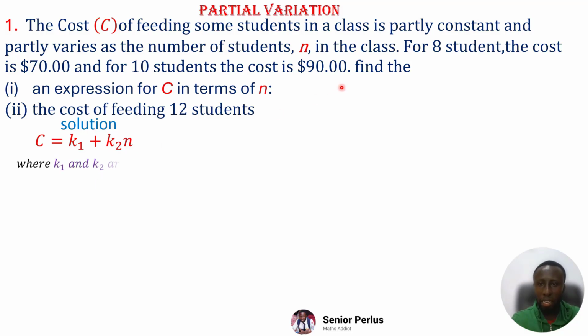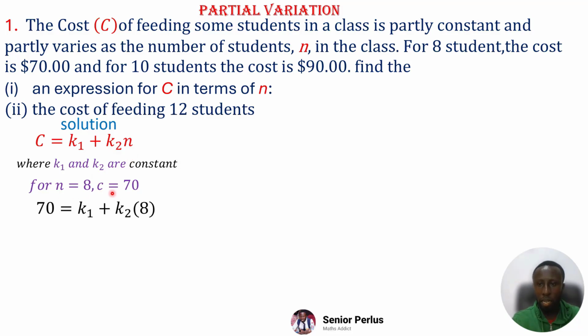So here, K1 and K2 are constants of proportionality. For 8 students, the cost is 70 Ghana cedis. For 10 students, the cost is 90 Ghana cedis. Good. So we are given, for 8 students, the cost is 70 Ghana cedis. So let's break this first. N is the number of students, so N is 8, and the cost is 70 Ghana cedis. This is what we are given. So let's do the substitution here, N and C.